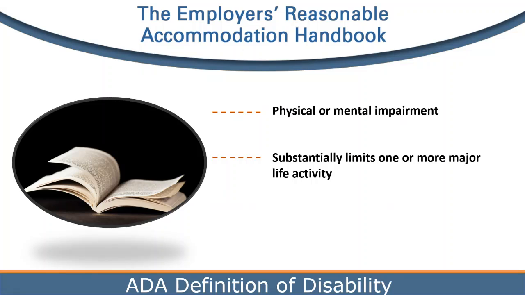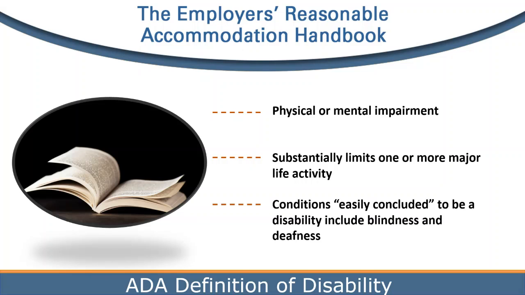Major life activities also include major bodily functions, like the functions of the sensory, neurological, brain, and circulatory systems. How an individual's sensory disability impacts major life activities and major bodily functions will be unique to each person. Now, the ADA does not have a list of conditions that automatically qualify a person as having a disability, but they do provide a non-exhaustive list of conditions that should easily be concluded to be a disability, which includes blindness and deafness.